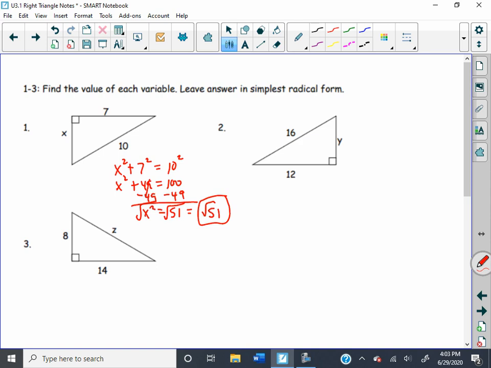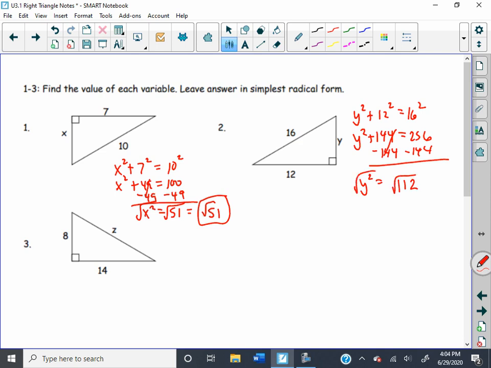All right, number 2, let's see, 16 is opposite the 90, so that's our C. So y squared plus 12 squared is equal to 16 squared. So let's subtract 144 on both sides. So 112, square root it. Then we want to check, could we simplify this? I know 2 goes into 112, so we can break this down. So it's 2 times 56, and then 2 times 28, 2 times 14, 2 times 7.